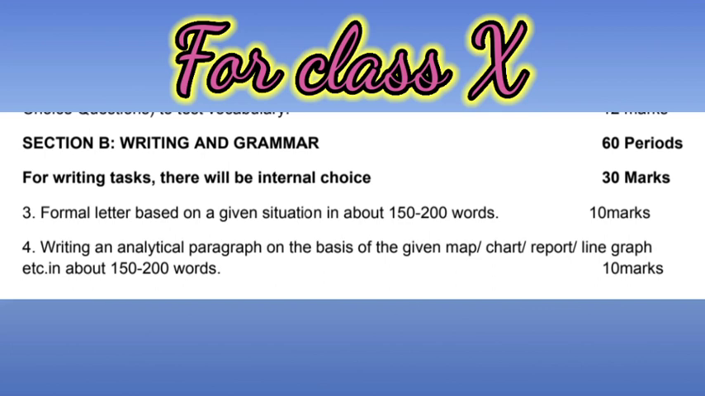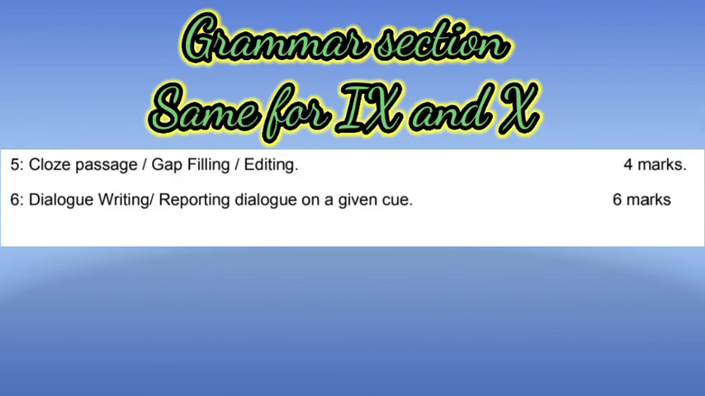Now let's see the next part of this paper, that is the grammar section. So in the grammar section there are 2 questions which have been given, and altogether the grammar section for both the classes is of 10 marks. So first of all, let's see question number 5. There are 3 choices. Out of them, one question would be given for 4 marks. First of all, we have cloze passage. Second choice is gap filling, and third is editing.